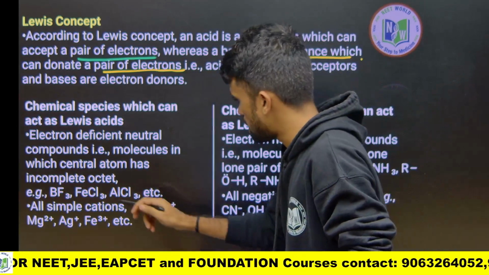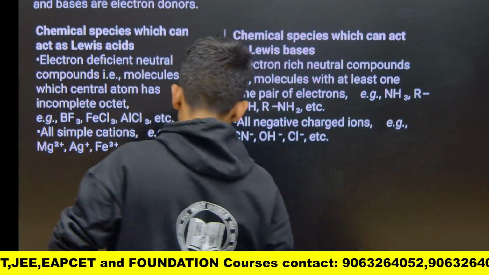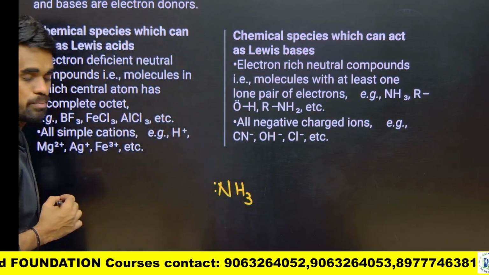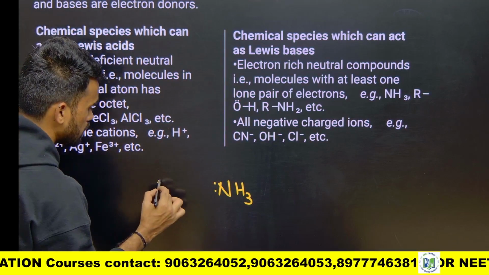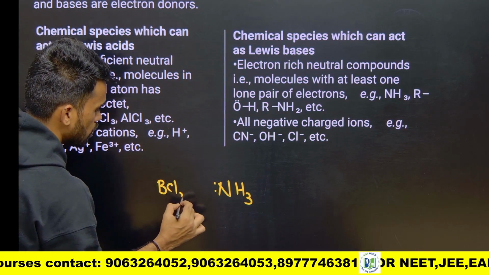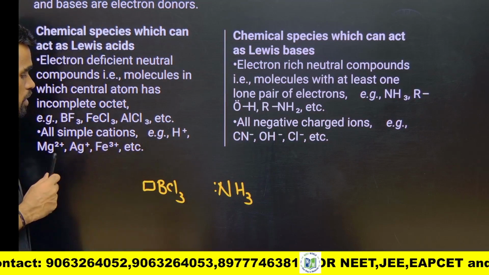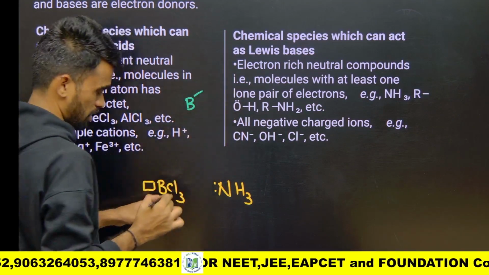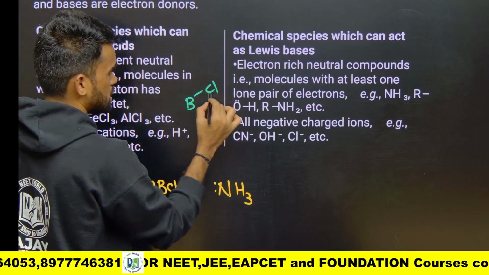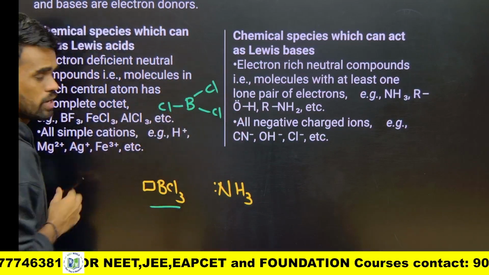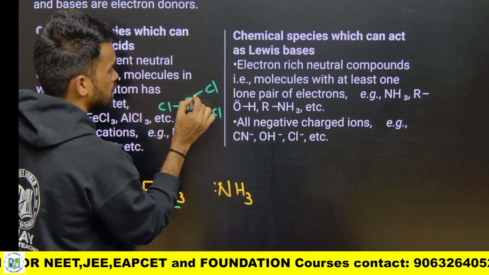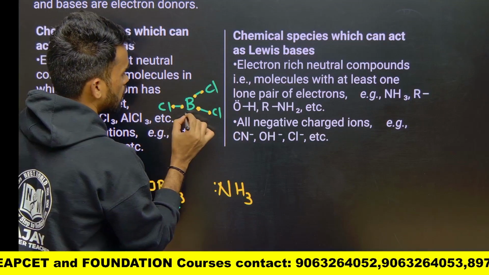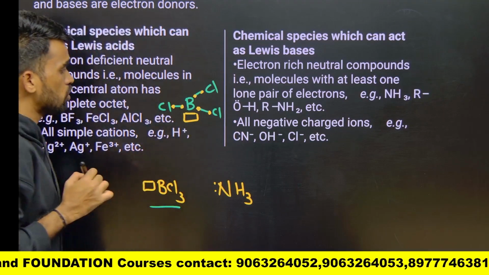Okay. Now here, I am writing ammonia, NH3. It has a pair of electrons like this. Here I am writing BCl3. Now on this boron we will have one vacant orbital. If I write the structure of BCl3, it will be like this. How many electrons are there? 1, 2, 3, 4, 5, 6 electrons only. So on this boron we have a 2 electron deficiency.